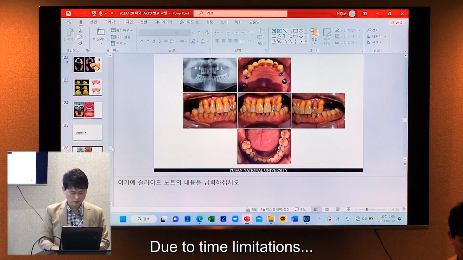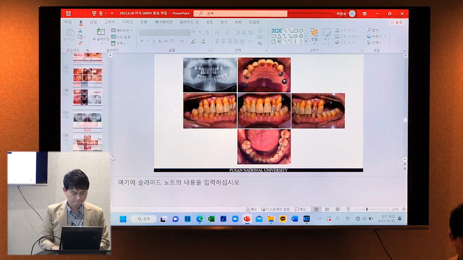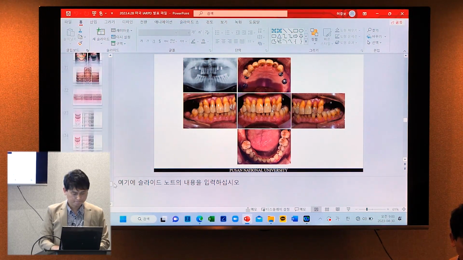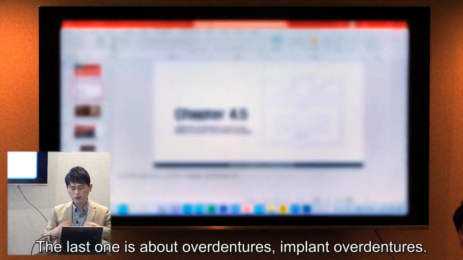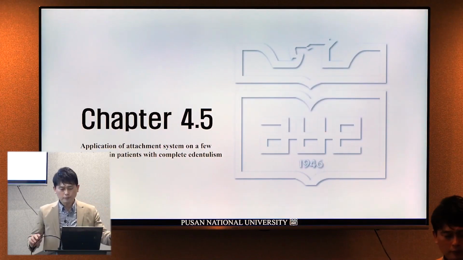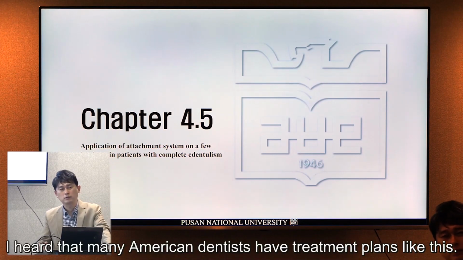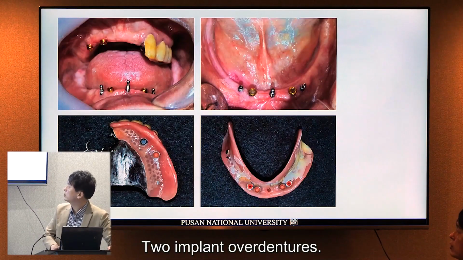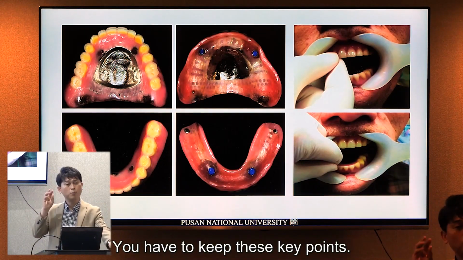Because of time limitation, the last one is about the overdenture. Implant overdenture. I will explain the key points. I heard that many American dentists like to treat like this, like the two implant overdenture, like this. So you have to keep some key points.